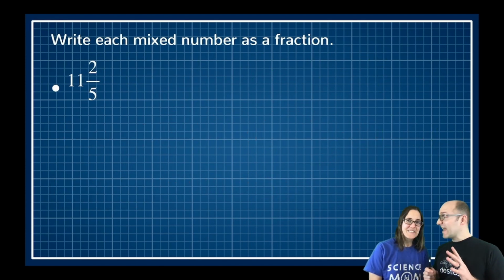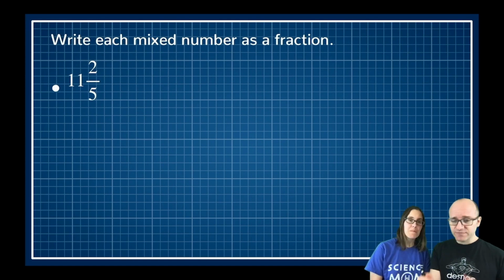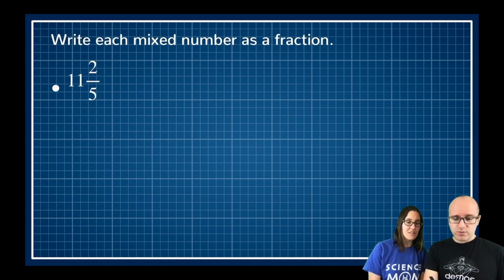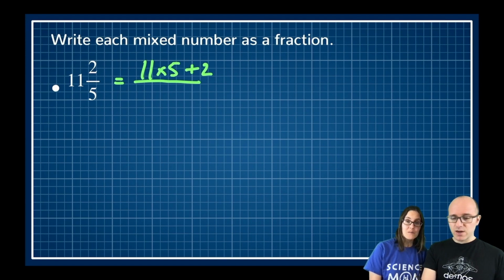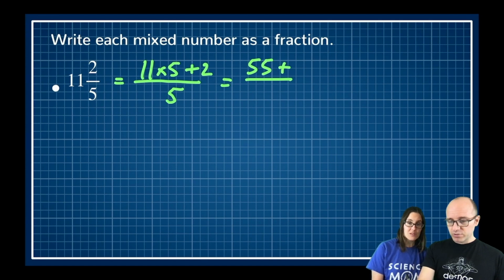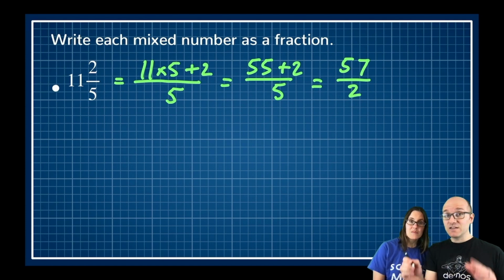All right, 11 and 2/5. That's a mixed number. How do we write it as a fraction? We don't want to draw a picture each time, so let's follow the procedure that we just outlined. So 11 times 5 is 55. 55 plus 2 more, all divided by 5. So this will get us our answer. So 11 times 5 is 55 plus 2. So altogether, that's 57 divided by 5.